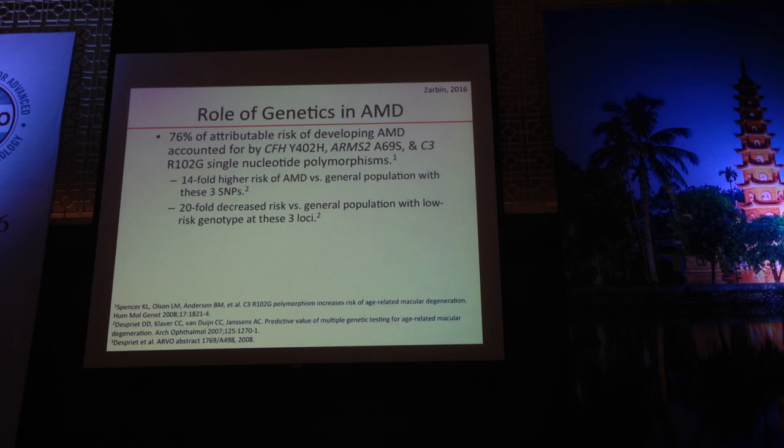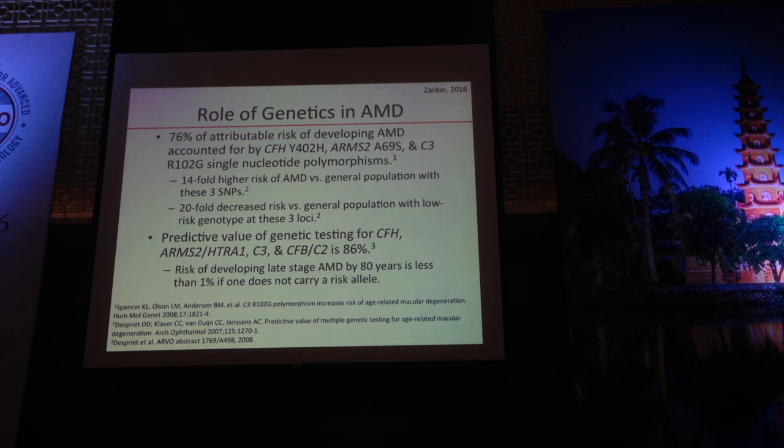It's interesting that 76% in one study of the attributable risk of developing AMD was due to mutations in just a few genes: complement factor H, ARMS2, C2, and C3. And having the high-risk mutations increased your risk by 14-fold, having the safe polymorphism decreased your risk by 20-fold. So you would think, therefore, we could use genetic testing to help assess a patient's risk for developing the late features of AMD, but in fact, a predictive value of 86% is not really good enough for clinical use.